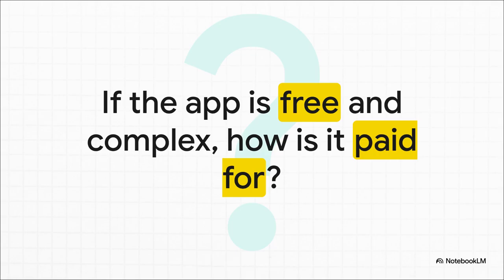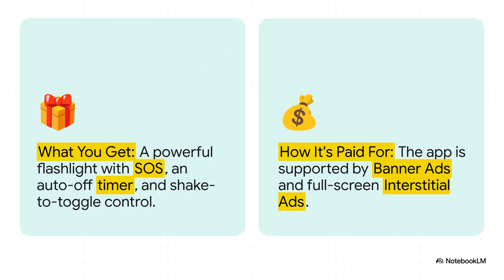Well, the answer lies in this very common, almost unspoken agreement that you and I make every time we download an app like this. And here is that unspoken deal laid out plain and simple. On one side of the table, you get all these powerful features for free: an instant flashlight, the SOS mode, the timer, the whole shebang. And on the other side, that whole experience is paid for by ads. You've got the small banner ads at the bottom, and then you have the big full-screen ads that pop up. It's a direct trade. You get features, they get your attention.